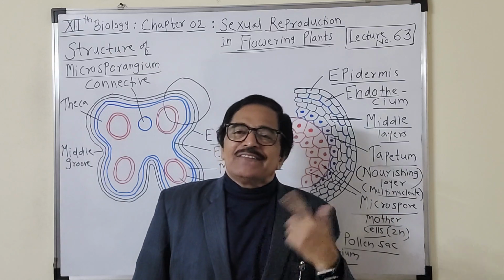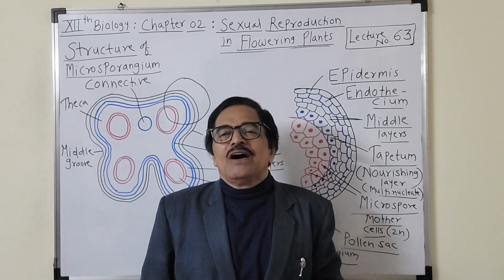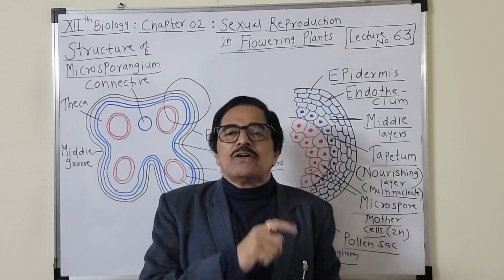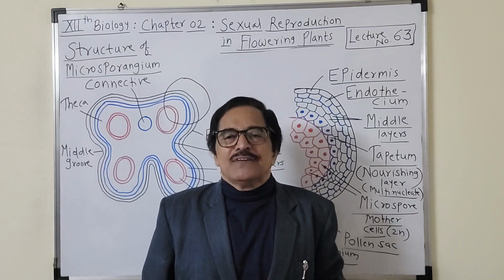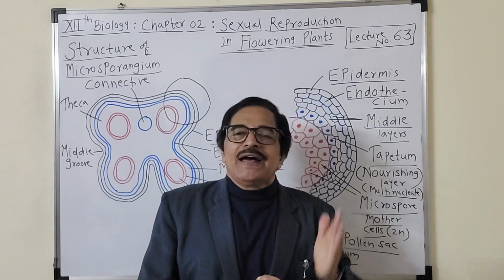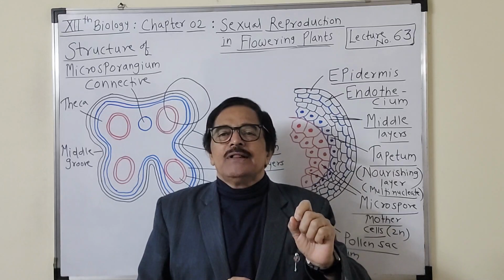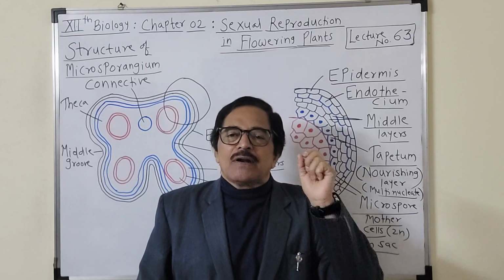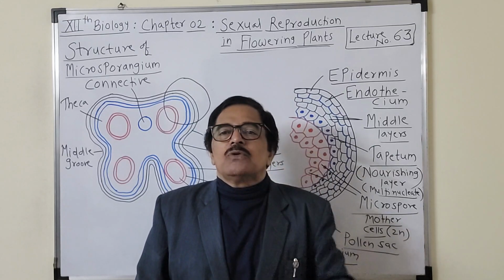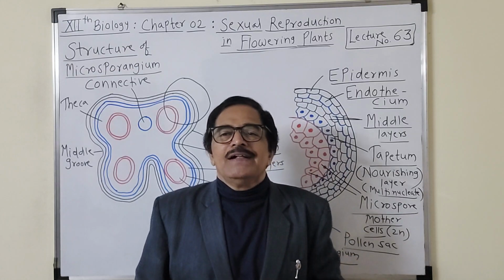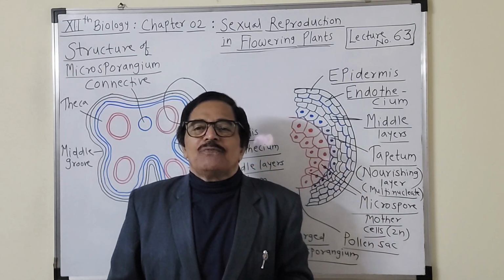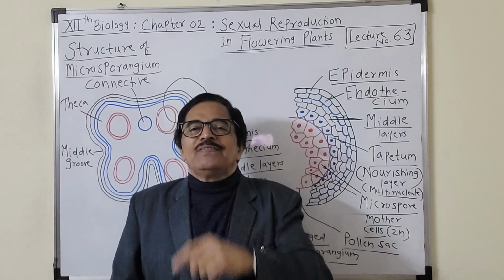In the last video, we started the study of the TS of anther showing the structure of microsporangium or pollen sac. I told you that the male reproductive structure of the flower is the androecium. Each member of the androecium is called the stamen. Another name of stamen, do not forget, is microsporophyll. Then the stamen has a fertile part known as the anther.